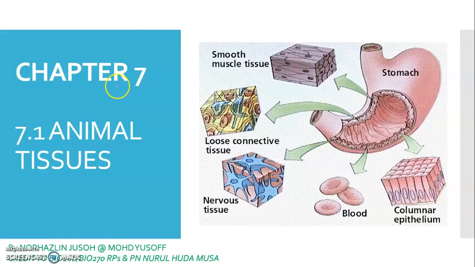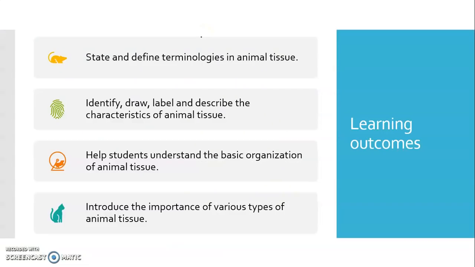I'm Norhazlin Jusoh, and I will explain chapter 7 of the Bio 122 course, subtopic 7.1 animal tissues. So these are the learning outcomes for this subtopic.